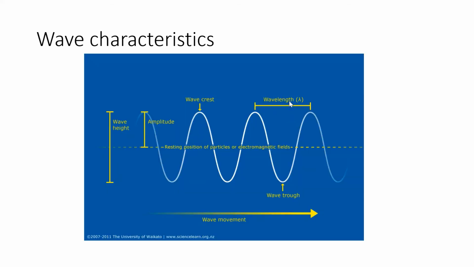So here's an image of those characteristics. The entire height is from crest to trough. Amplitude is from resting point to the crest.